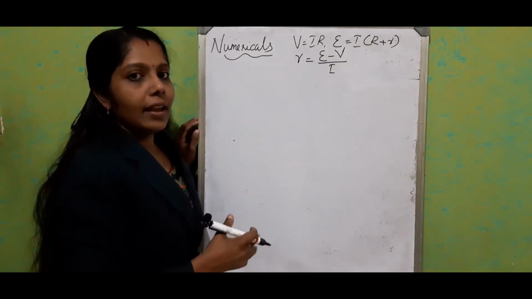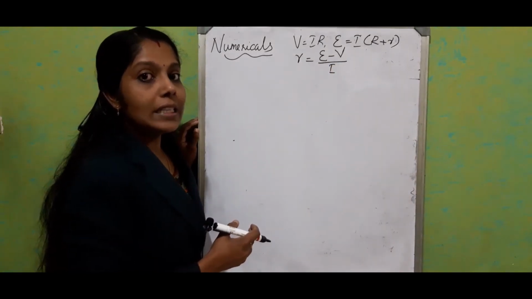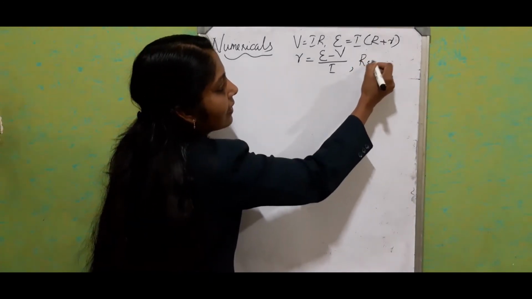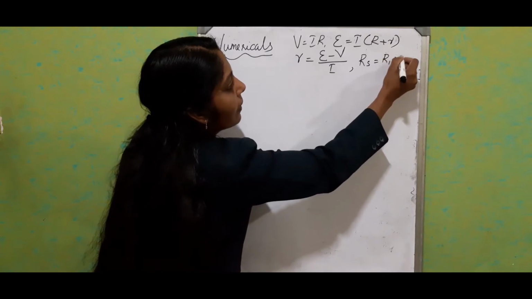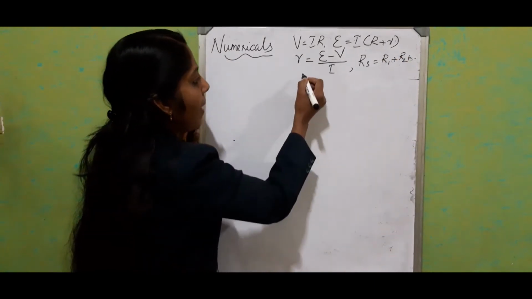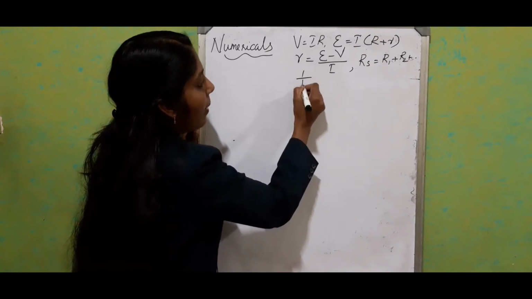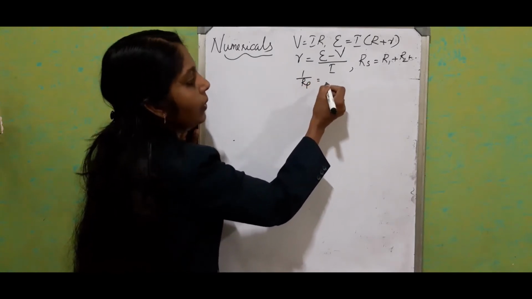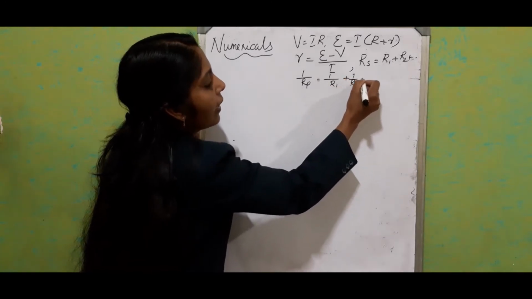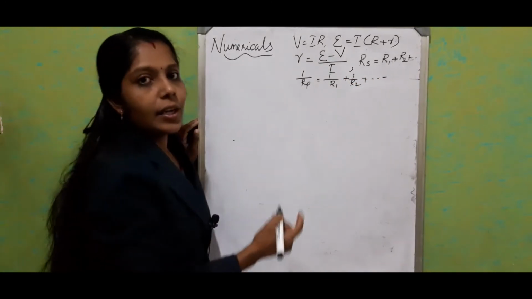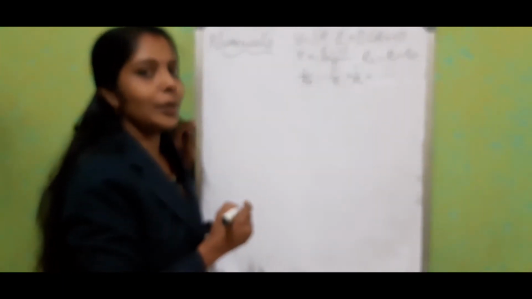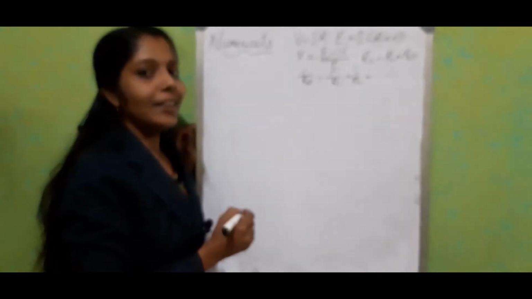Okay. Then we need the equation for series and parallel combination. That is Rs is equal to R1 plus R2 plus etc. Then for parallel combination it is 1 by Rp is equal to 1 by R1 plus 1 by R2 plus etc. So these are the equations we require to solve the numericals. Let's see the first question.